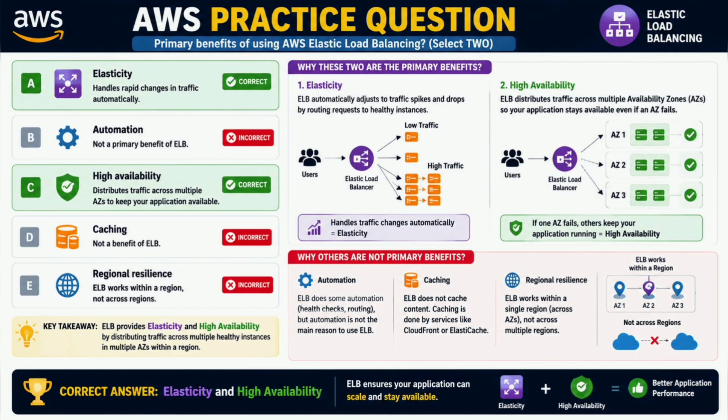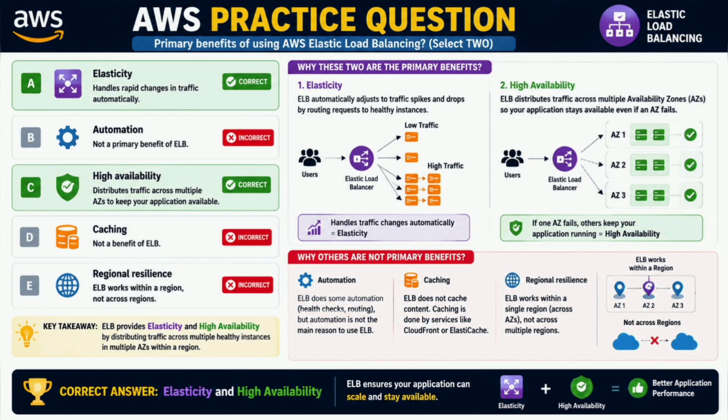And caching is not a benefit of AWS Elastic Load Balancing. So it's not the right answer. And the last one, option E, that is regional resilience. ELB works within a region, not across regions. So this is also the incorrect answer.